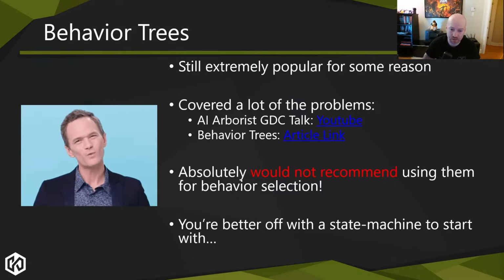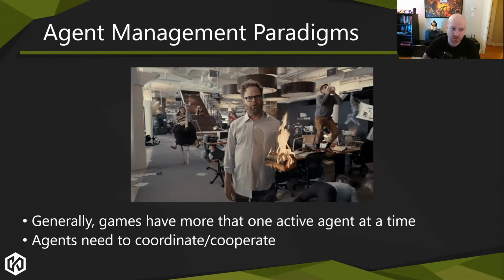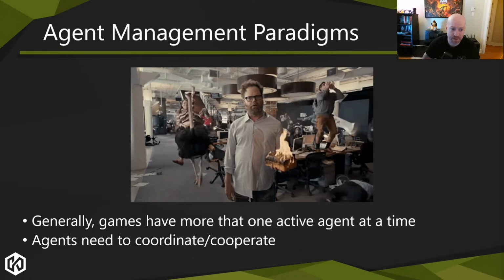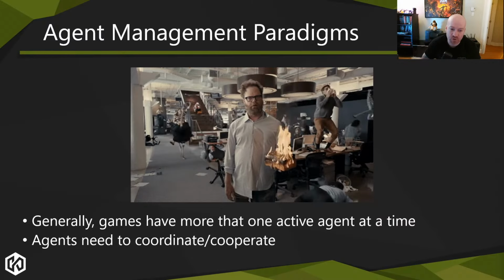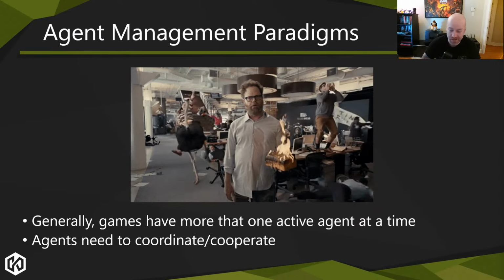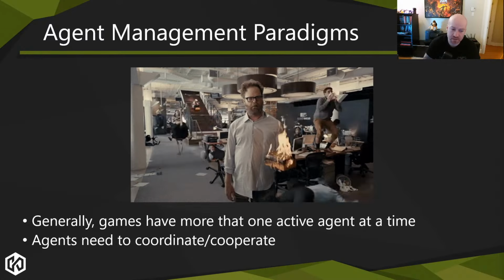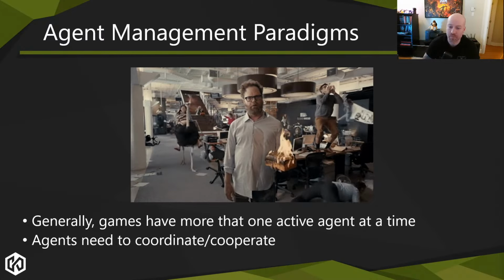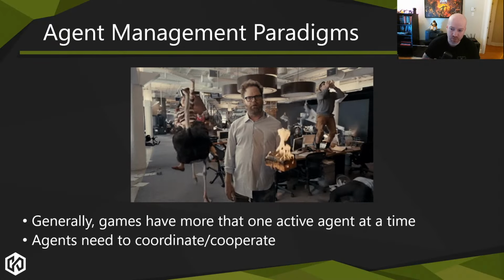So the last thing I want to cover today is those management paradigms that I mentioned before, which was the agent-centric versus the manager approach. Fundamentally in games, we have more than one agent at a time. That's just the reality. And these agents need to either cooperate or coordinate together. And when I say coordinate, it also means when they're fighting with each other, they need to coordinate those attacks and those kinds of things. Now, there are two primary management paradigms for how to build your AI.